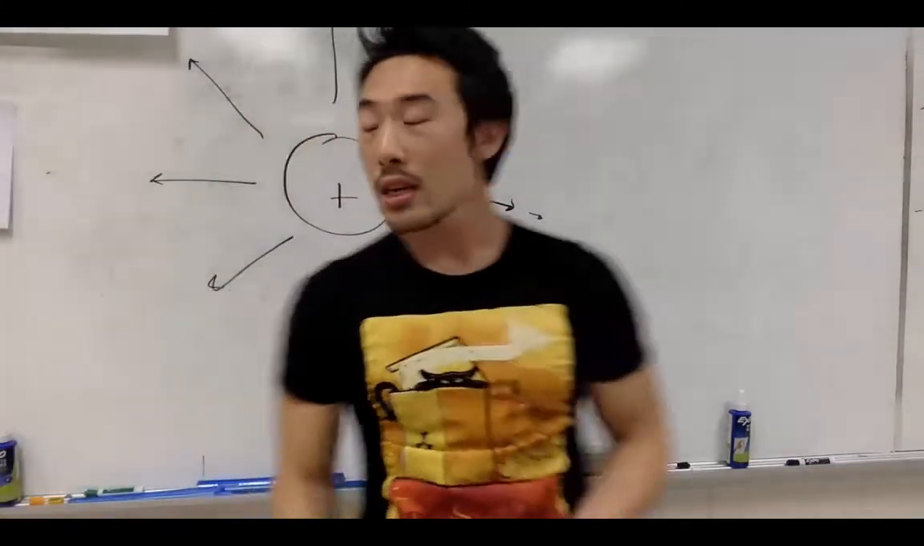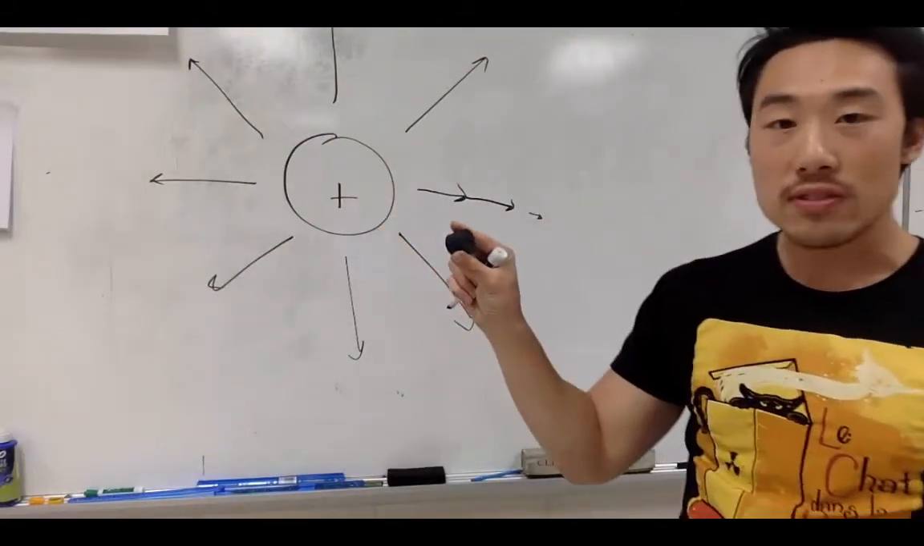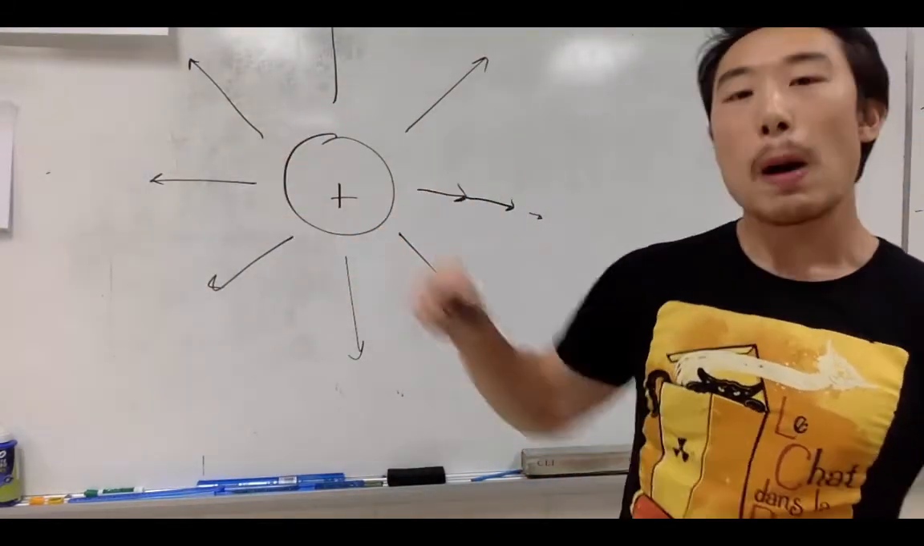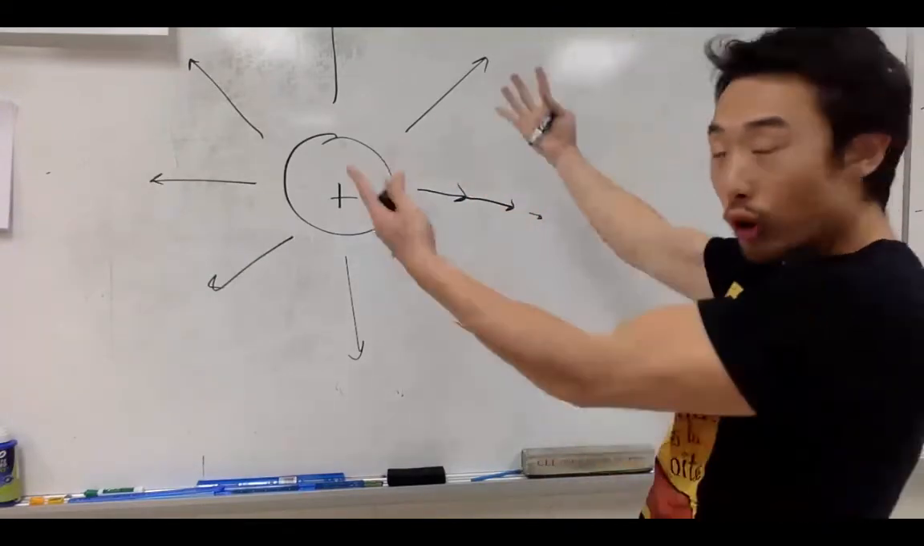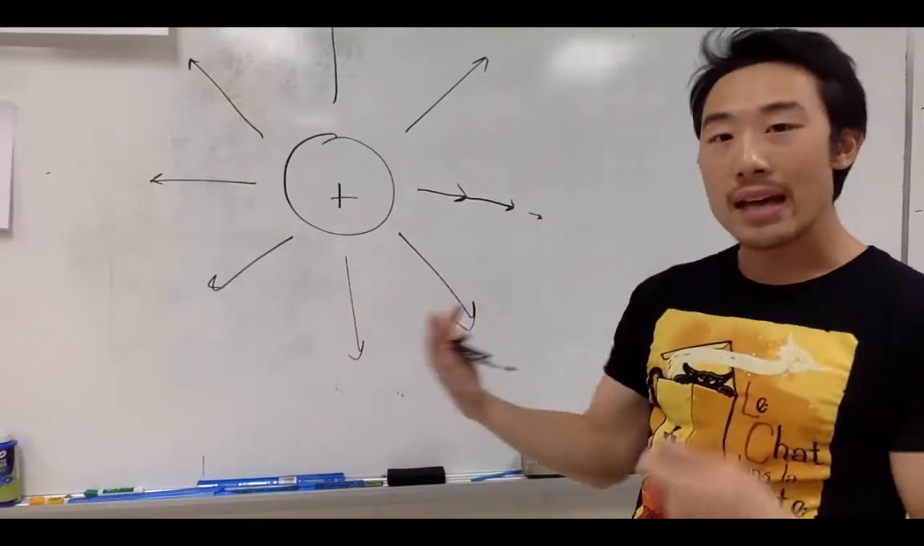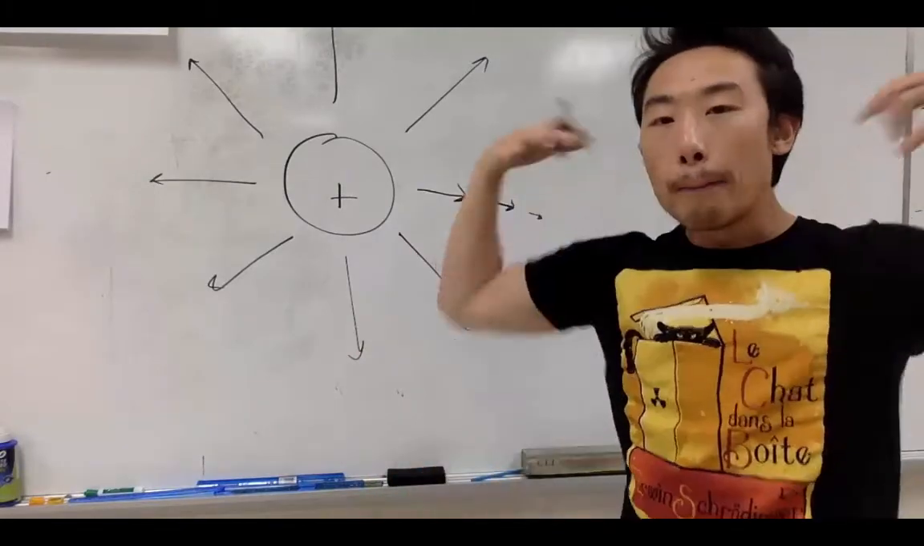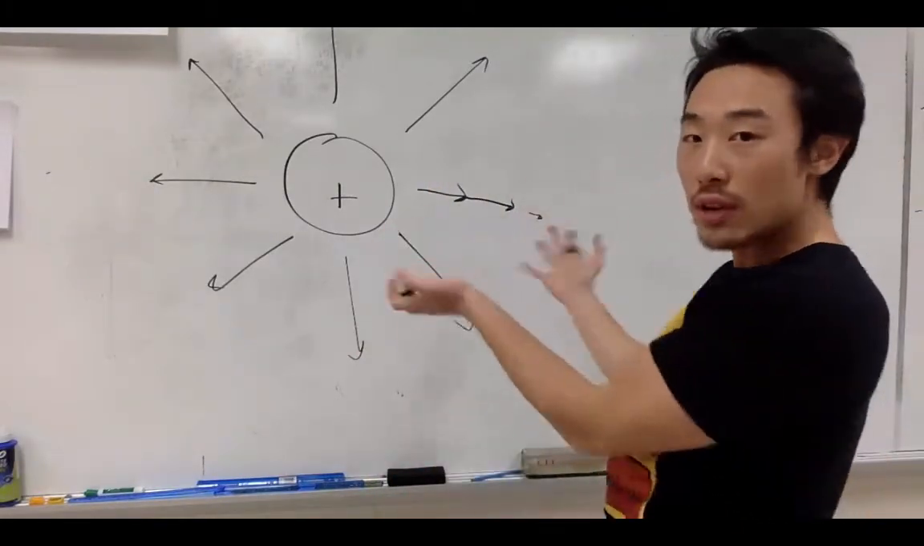So you can see that when I place this positive test charge all around this positive charge, it's going to have an effect or a push. And that push, we can draw it as the E-field. So it's just a bunch of vectors added up together to give us this image.